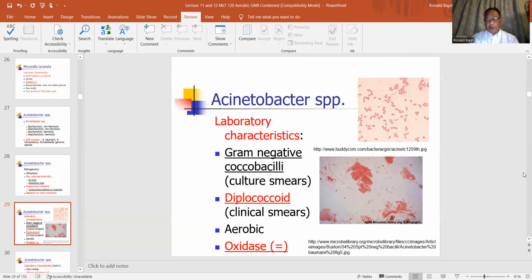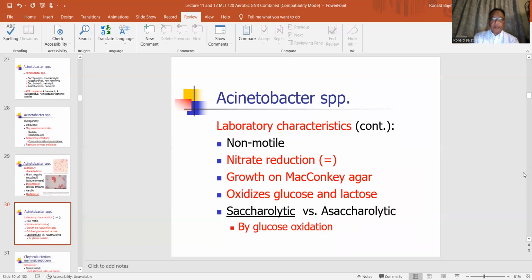Acinetobacter, like Stenotrophomonas maltophilia, is oxidase negative. It's non-motile, and it's nitrate negative. This one will grow on MacConkey, and it will oxidize glucose and lactose. There's that saccharolytic and asaccharolytic again, and you distinguish that by glucose oxidation.